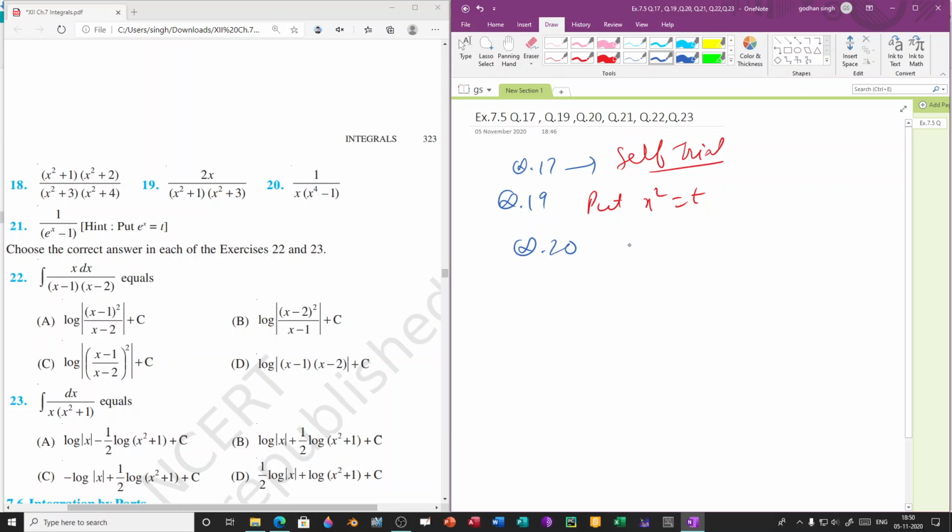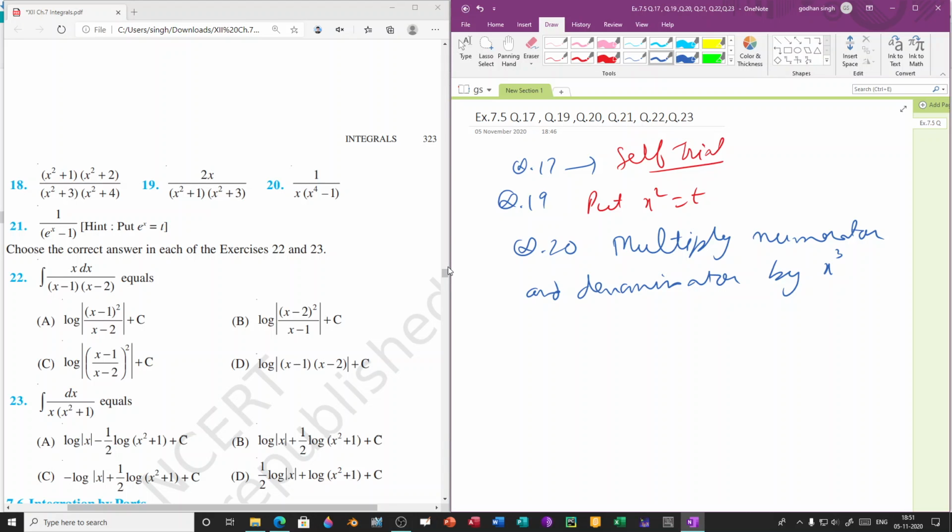Question number 20 is also for self trial. So the hint is to multiply numerator and denominator both by x cube. When you multiply this, you will be getting x cube over x raised to 4 into x raised to 4 minus 1. Then put x raised to 4 as t, and you will be getting the answer. Then question number 21, the hint is already given to you.